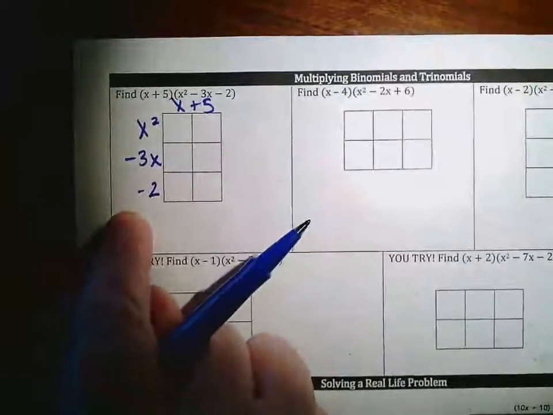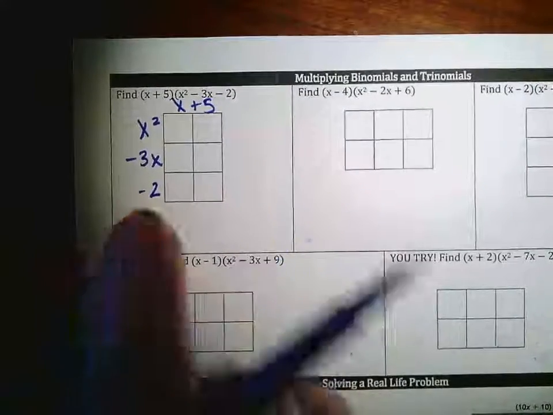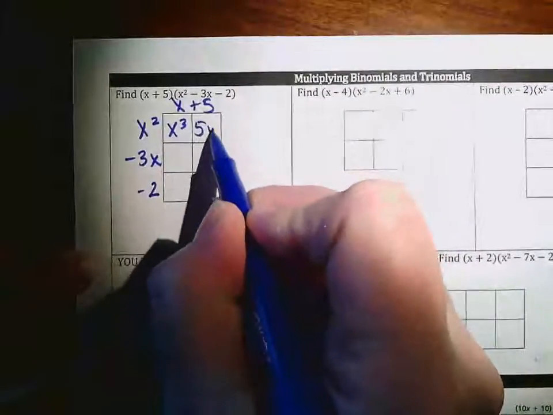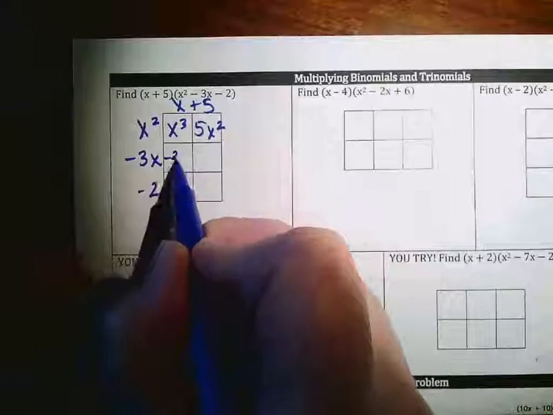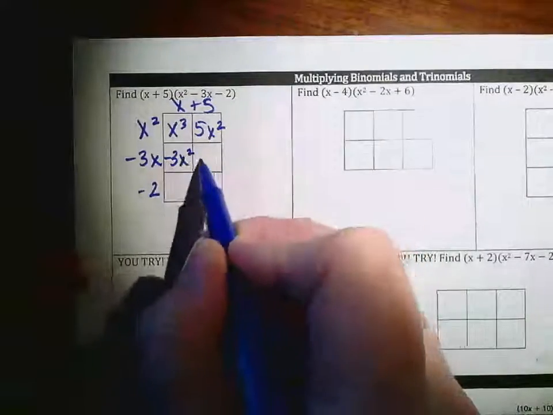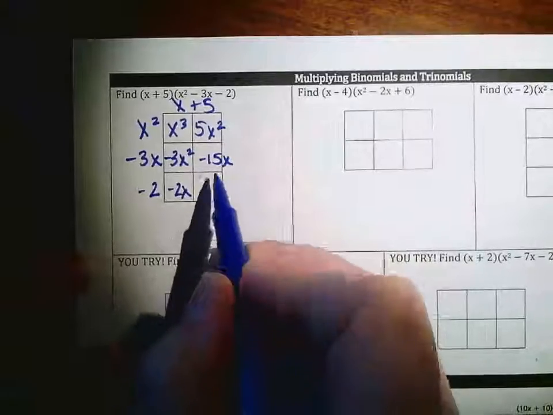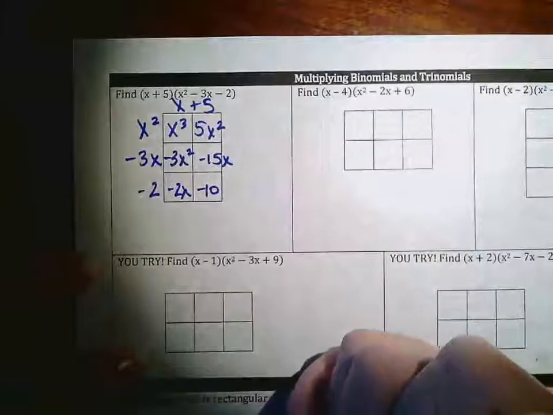Notice again, I'm including the signs. Make sure you do that. So you have x cubed, 5x squared, negative 3x squared, negative 15x, negative 2x, and negative 10.